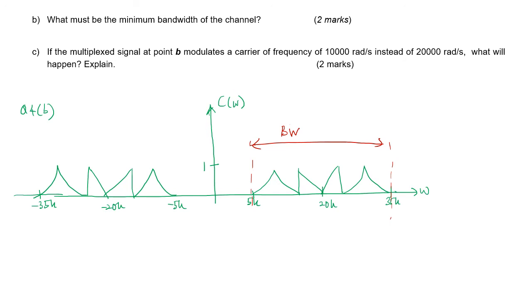So the bandwidth required is basically 35k minus 5k, so it's basically 30,000. In this case it is radian per second, or you can convert this into hertz as well. Okay, because this is the size you need to consider to transmit complete information.